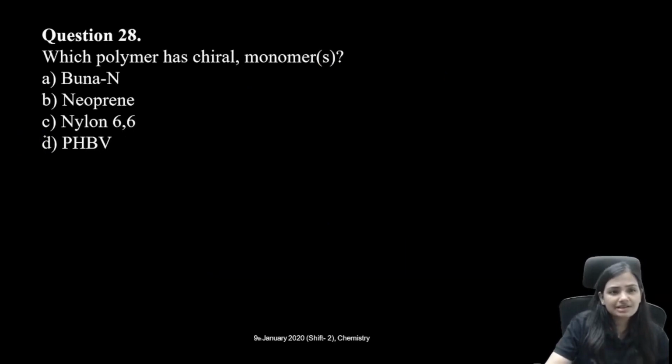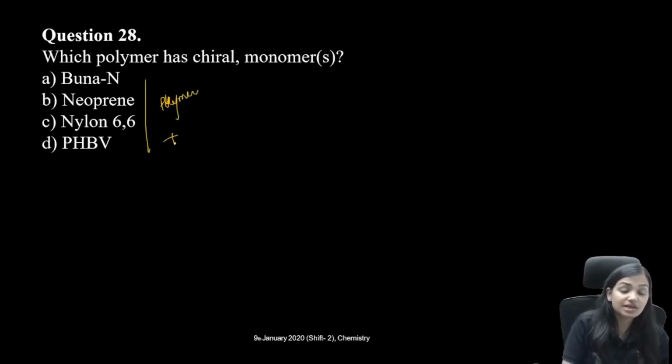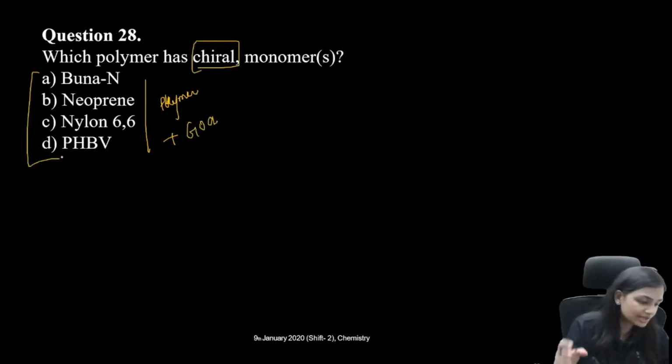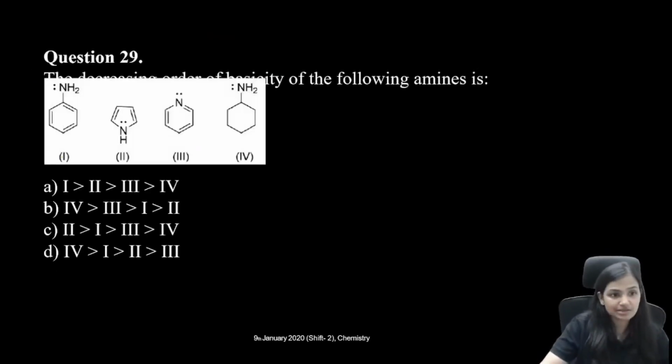Which polymer has chiral monomers? Basically, you have to draw the structures of Buna, neoprene, nylon 66, PHBV. Again, this is a question from polymers and biomolecules. This is one of the courses I am going to start on the Unacademy Plus platform from 17th of November. We will start with polymers and biomolecules. This is polymer plus GOC, because chirality we learn in GOC and these are polymer molecules. So this is how the question gets mixed.